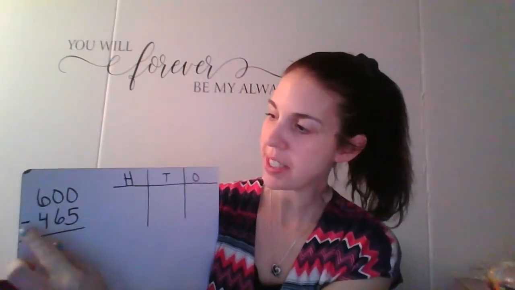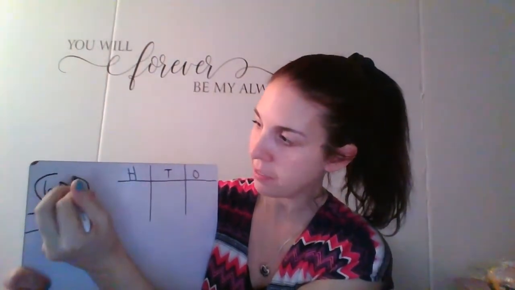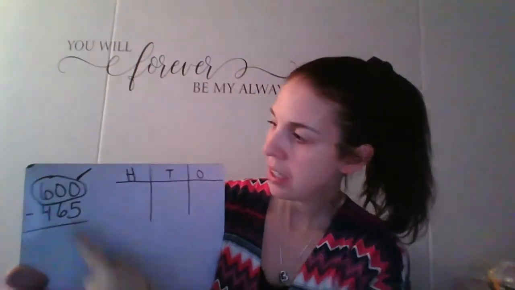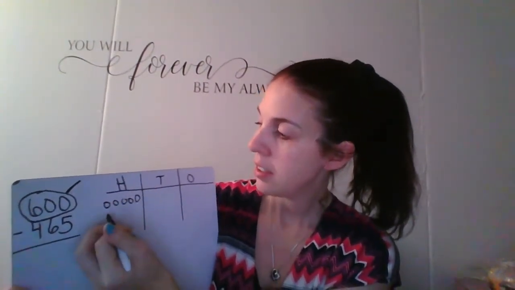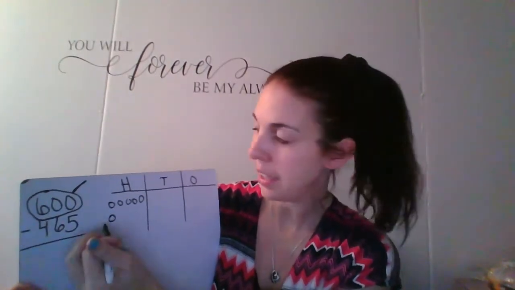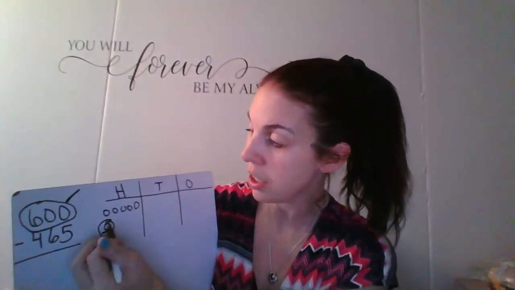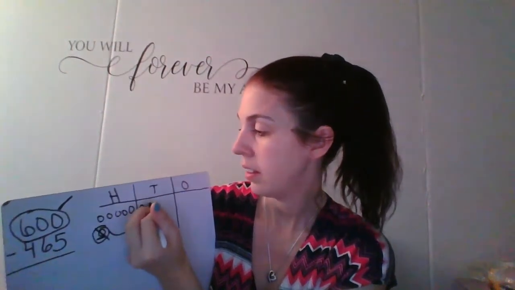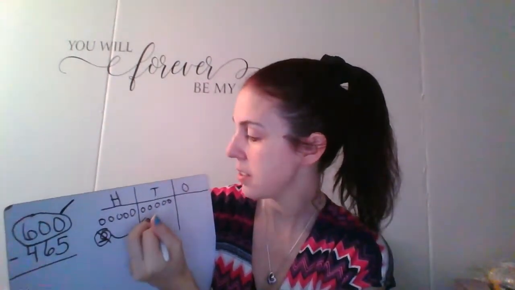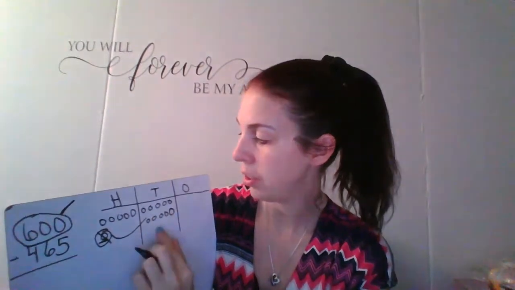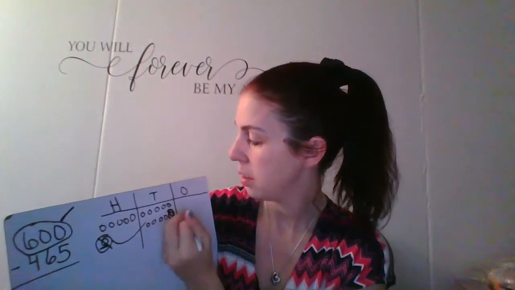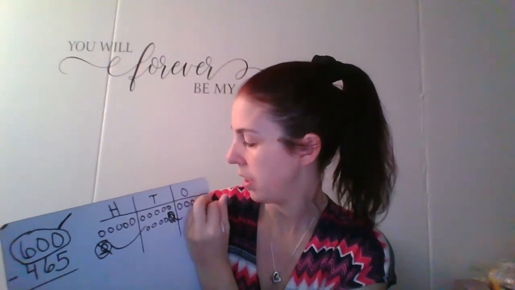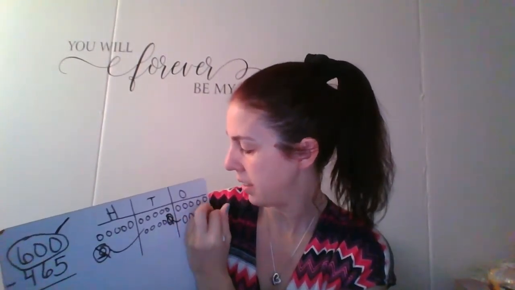Okay, our next problem, 600 minus 465. First thing, we'll draw our magnifying glass. Okay, I'm going to draw 600. And we know that this 600 is going to have to come over here. 1, 2, 3, 4, 5, 6, 7, 8, 9, 10. We know that there's 10 tens in 100. And then we're going to grab this 10, bring it over to our ones.